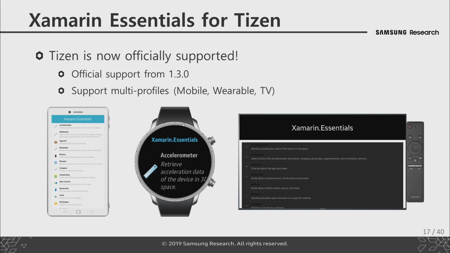And of course, we support multiple device profiles. That is the Xamarin Essentials sample application. You can see that it runs on mobile, wearable, and TV. Depending on the profile, there are some limitations. For example, TVs don't have many sensors, they don't have accelerometers and that kind of thing. So they have some limitations. But now that we have official Tizen support, I think there will be more progress on Tizen support.